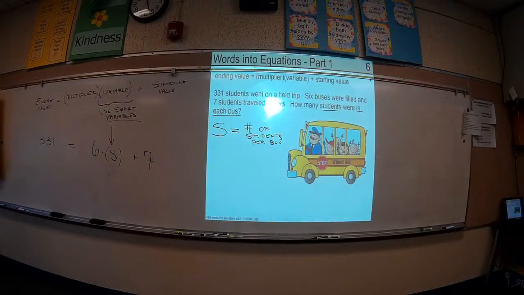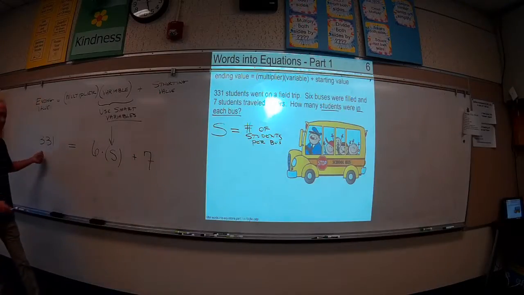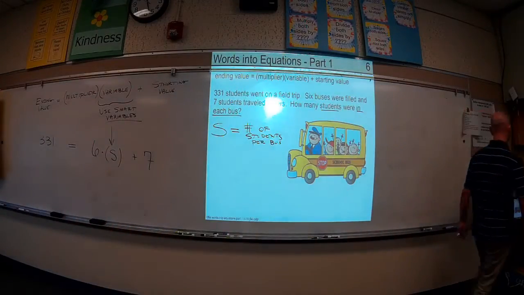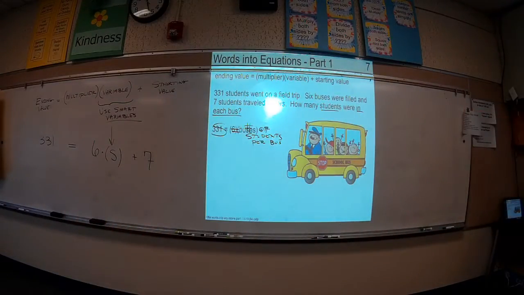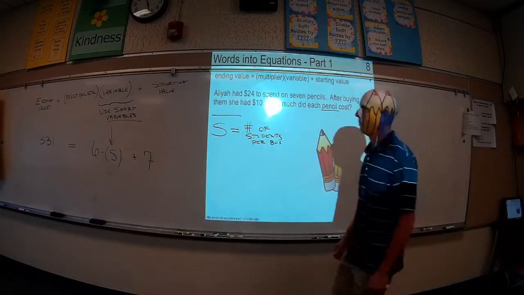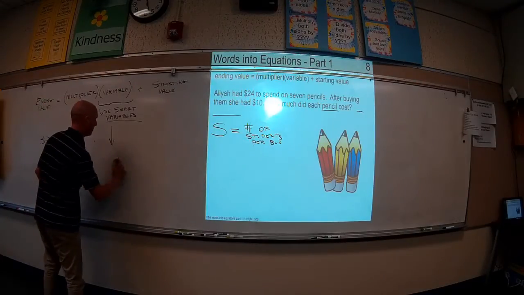Okay, Maddie, what'd you get? 54. What did you get, Chris? 54. Did you share answers? Yeah. Good. Okay, 54? Does that work? 6 times 54 plus 7, does that really equal 331? Yeah. Let's do another one, and we'll see if we can model it.